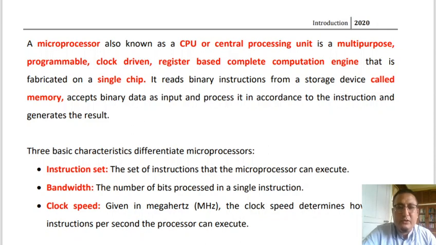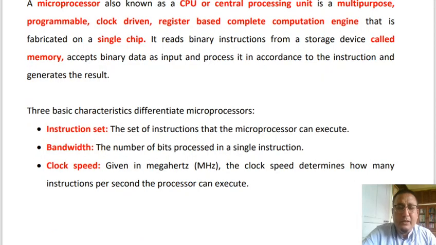A microprocessor is called a clock-driven device because with each and every clock signal, it is capable of initiating an activity. It is called a register-based device because all of the operations that a microprocessor performs, it performs with the aid of the CPU registers that are defined in it. All of these components are fabricated onto a single chip. A microprocessor is capable of reading binary instructions that are stored in the cells called memory, accepting input in the form of binary, processing the input as per the instruction, and generating a certain valuable result.